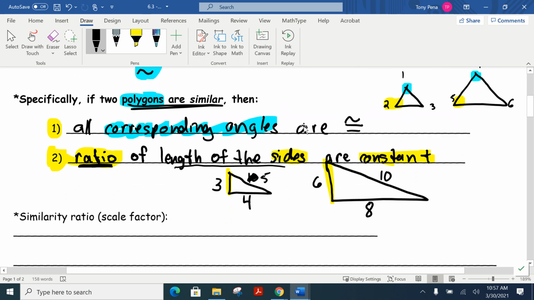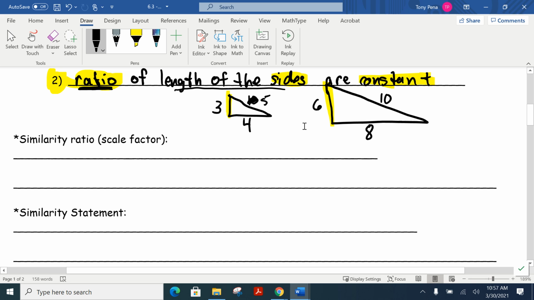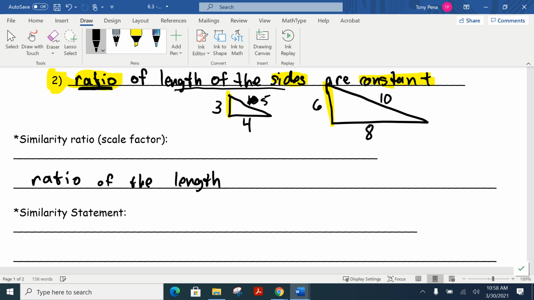Okay. When we start talking about a similarity ratio, let me write that down. That's actually what I wanted to write down here. Sorry, I read my notes on this. So this is the ratio of the length of the sides in two similar polygons. So write that down, and then we'll talk about what this would mean based upon the one that we just did.